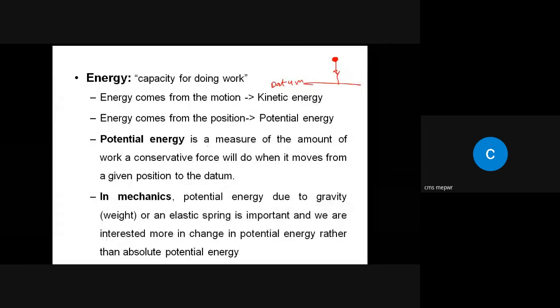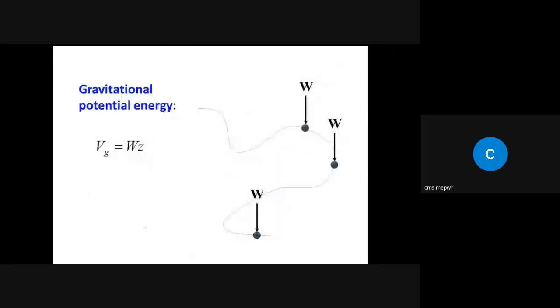So potential energy is the measure of the amount of work a conservative force will do when it moves from a given position towards the datum plane, right? So in mechanics, the potential energy due to gravity, means weight, or an elastic spring is important. More importantly, in dynamics or mechanics, in most of the cases we are more interested in the change in potential energy rather than the absolute value of potential energy. What does that mean? You will get it clear in the next slide.